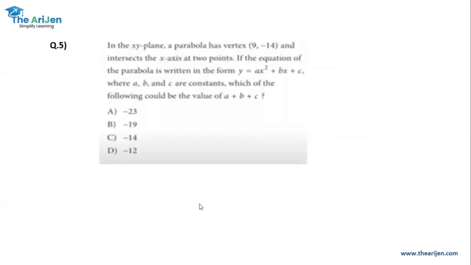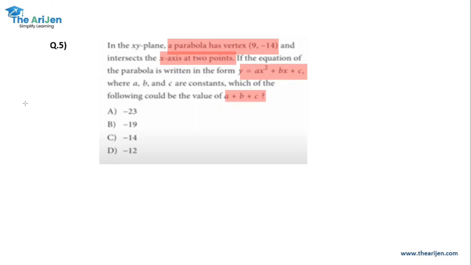This is question number 5. It says that in the xy plane, a parabola has vertex 9 comma negative 14, and it intersects the x-axis at 2 points. If the equation of the parabola is written in the form y equals ax square plus bx plus c, where a, b and c are constants, which of the following is the value of a plus b plus c? Okay, no issues.